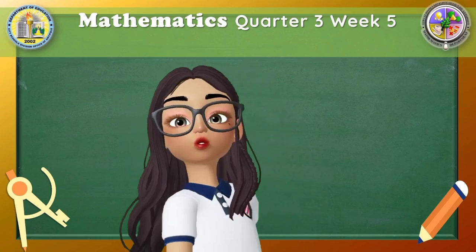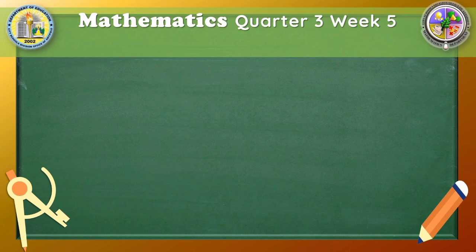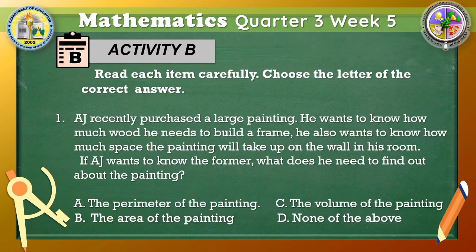Let's have another activity for you to fully understand our lesson. Let's have activity B. Read each item carefully. Choose the letter of the correct answer. Number 1. AJ recently purchased a large painting. He wants to know how much wood he needs to build a frame. He also wants to know how much space the painting will take up on the wall in his room. If AJ wants to know the former, what does he need to find out about the painting?